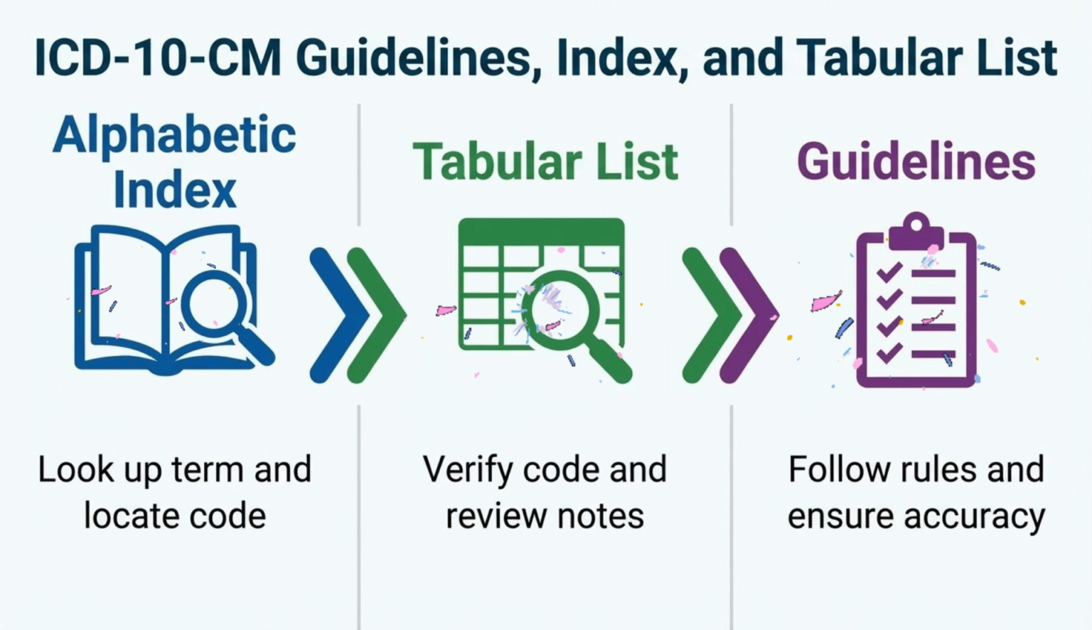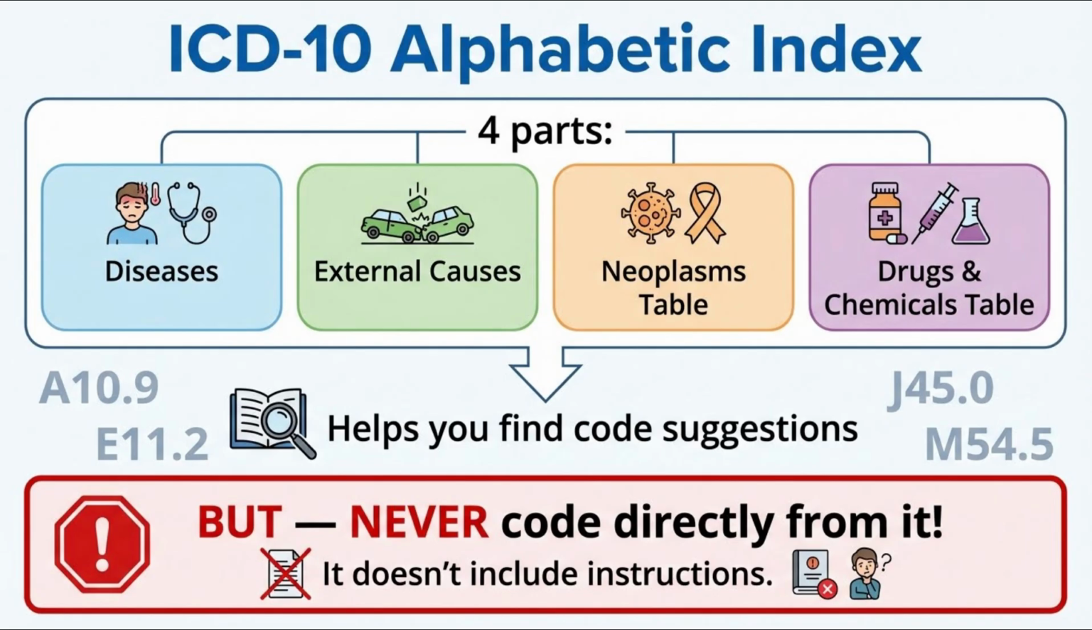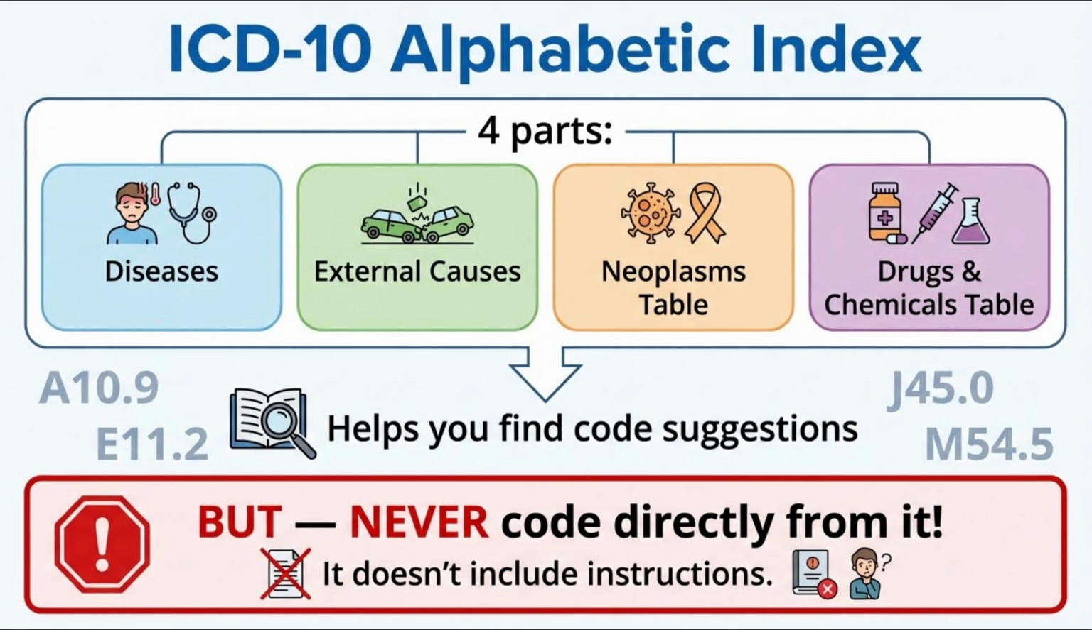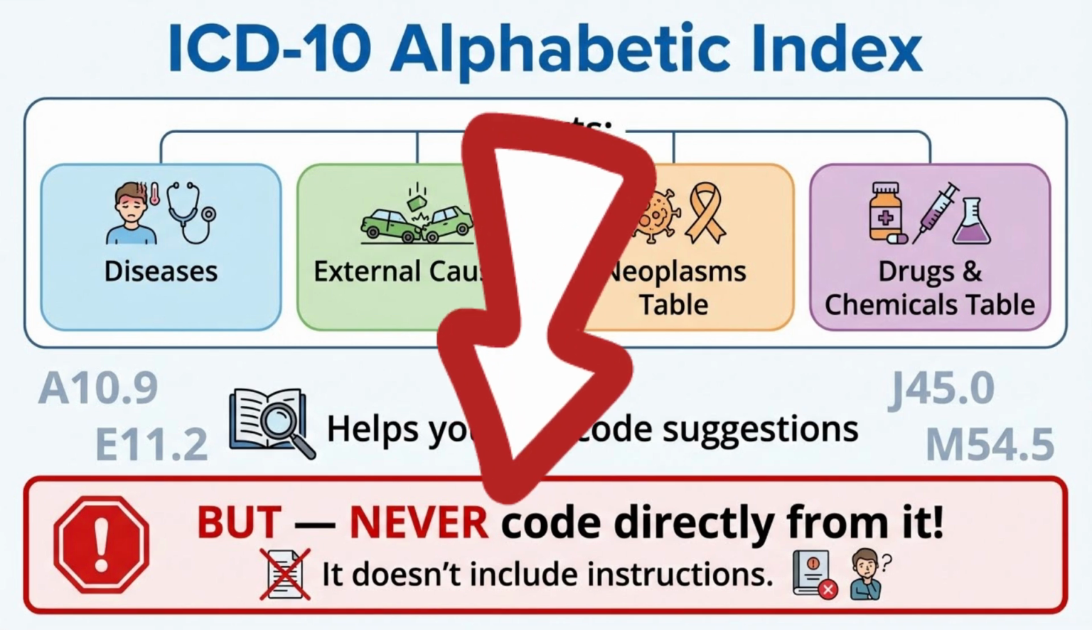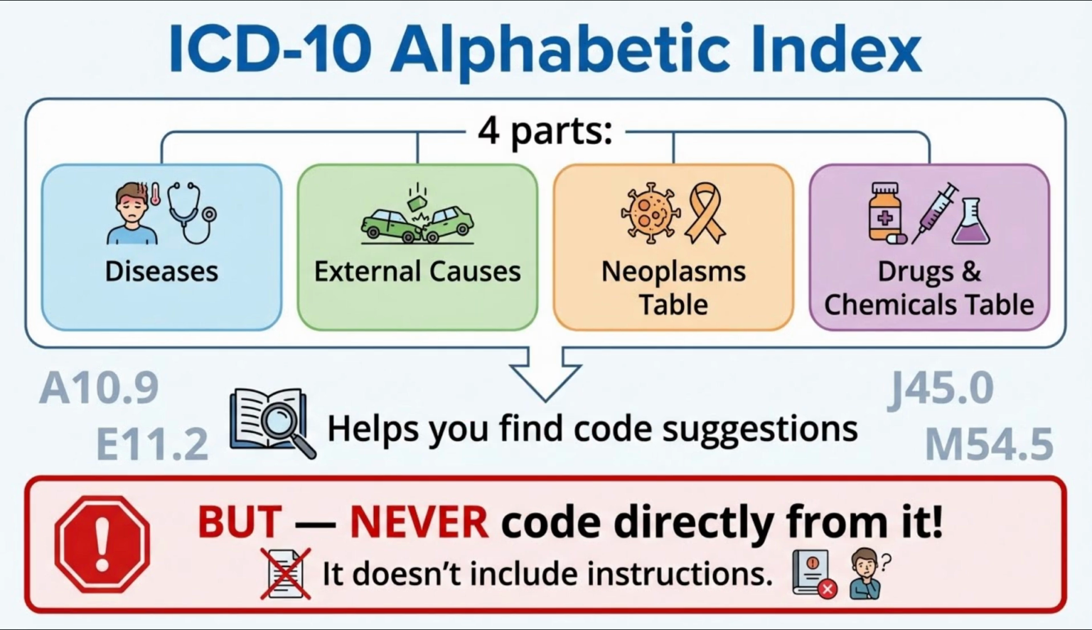ICD-10-CM Guidelines, Index and Tabular List. ICD-10-CM has three major navigation tools. 1. Alphabetic Index, 4 parts: diseases, external causes, neoplasms table, drugs and chemicals table. Helps you find code suggestions, but never code directly from it. It doesn't include instructions.